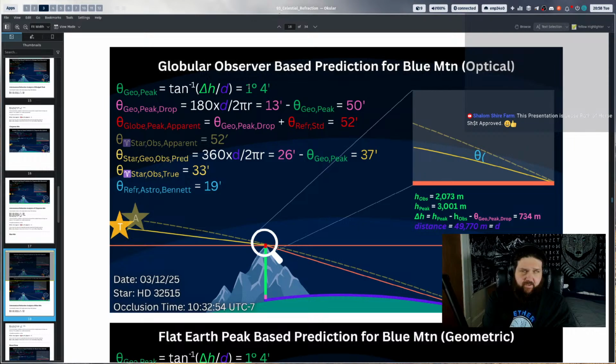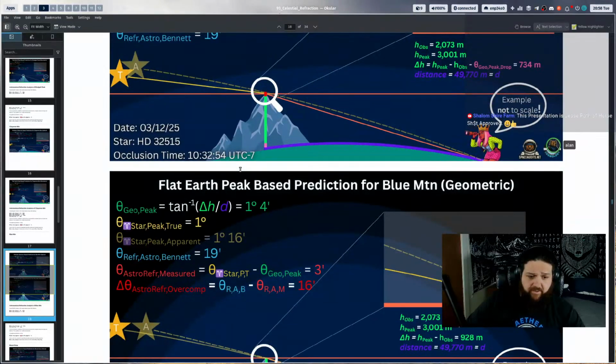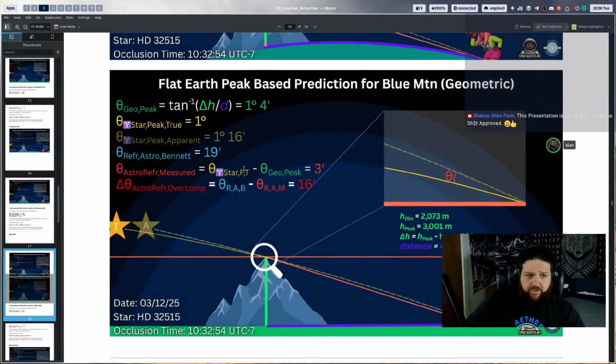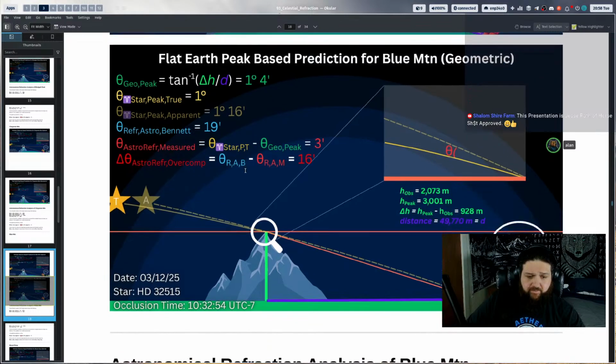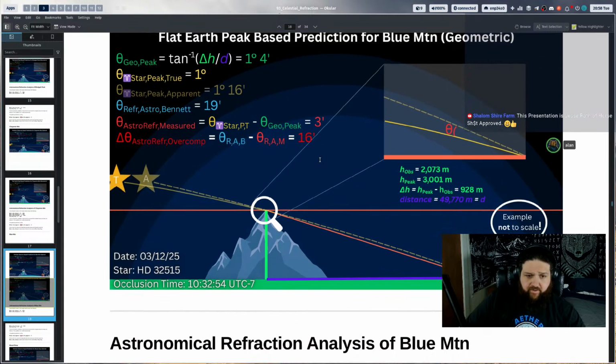Blue Mountain, same situation. We have 1 degree, 4 arc minutes for the rise over run, minus 13 arc minutes for drop over distance, giving us a clean 50 arc minutes for the globe, 52 with terrestrial refraction. Time of occlusion puts the apparent position at 52 for the observer, with a cool 19 arc minute refraction correction. The actual separation at the time of occlusion was 3 arc minutes. That gives a difference of 16 for their astronomical refraction, giving us an overcompensation of 16.